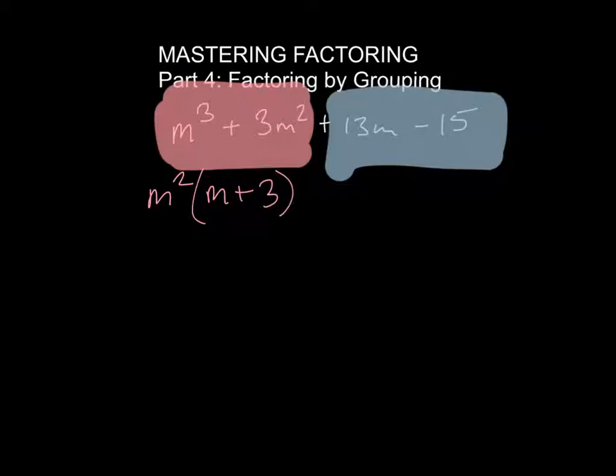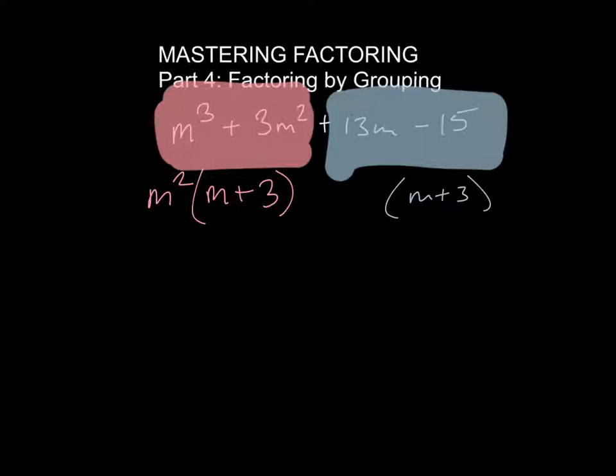Now let's look at the second group, 13m minus 15. Now the ultimate goal here is to get this to look a little bit like our first group. In particular, we want to have the same binomial so that we can factor it out. So we're hoping that we end up with this binomial here, m plus 3, and we're hoping that there is some common factor that will factor out to give us that m plus 3. Now let's see if that's even possible.